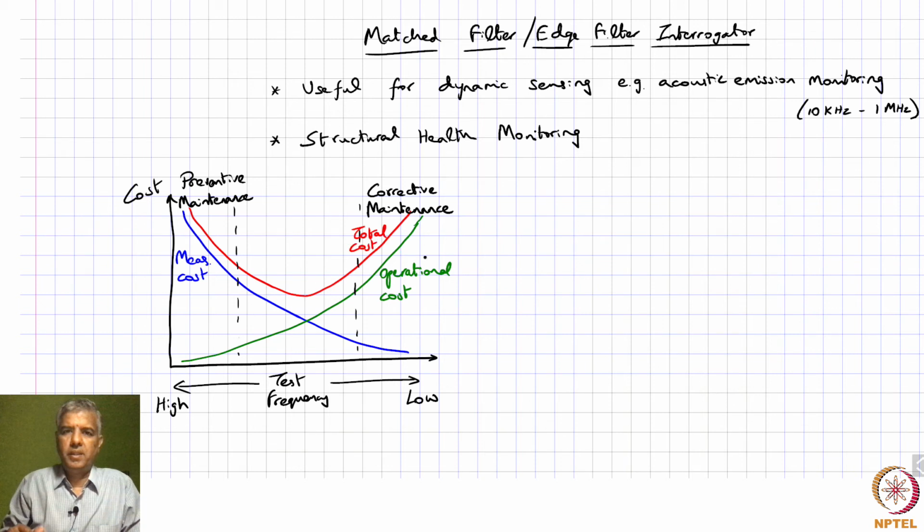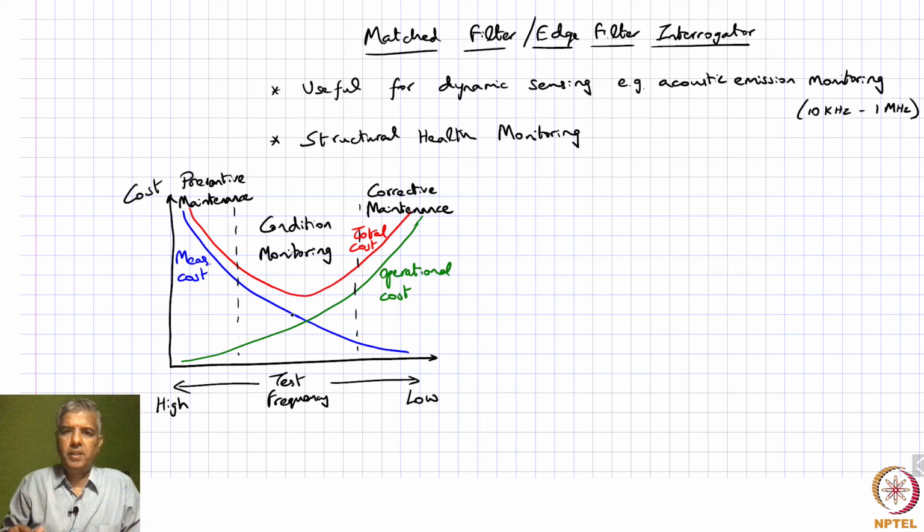So those are the 2 extremes, but we clearly see that when it comes to the total cost, neither of these are optimum, right? So what you really need is what is called condition monitoring. So if you are monitoring the health of a structure frequently, and you are keeping track of any faults developing, you keep attending those faults, you can actually work at this optimum point, right?